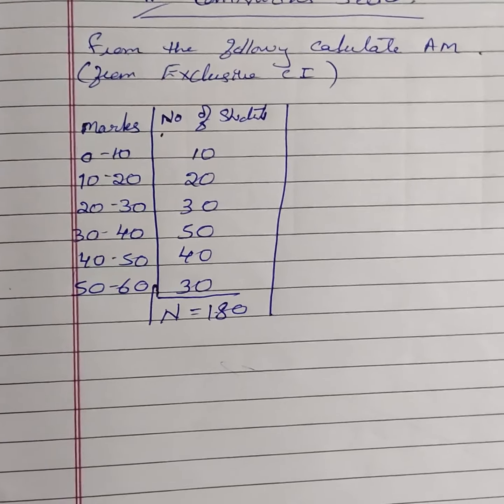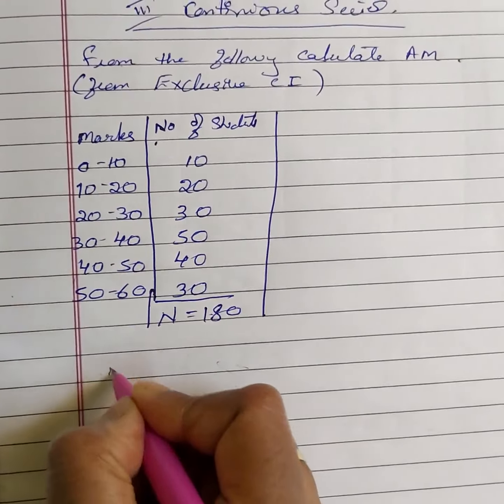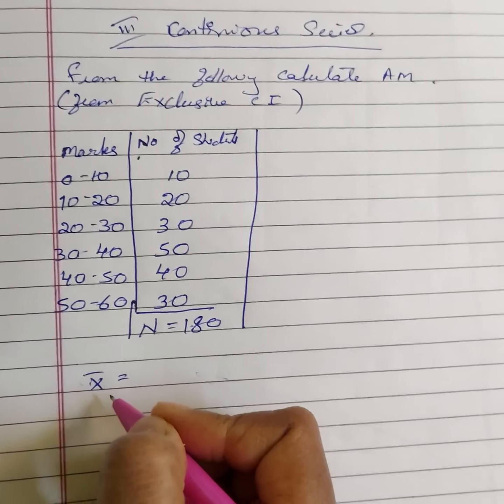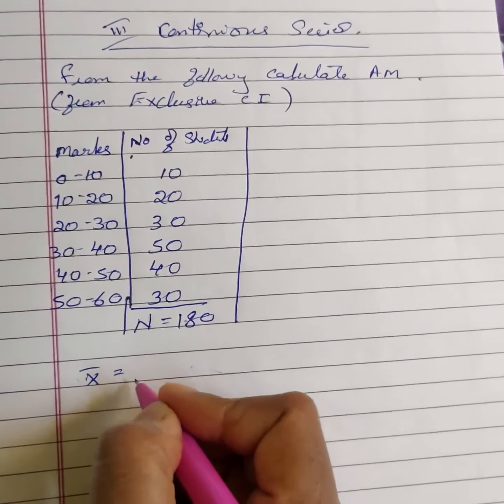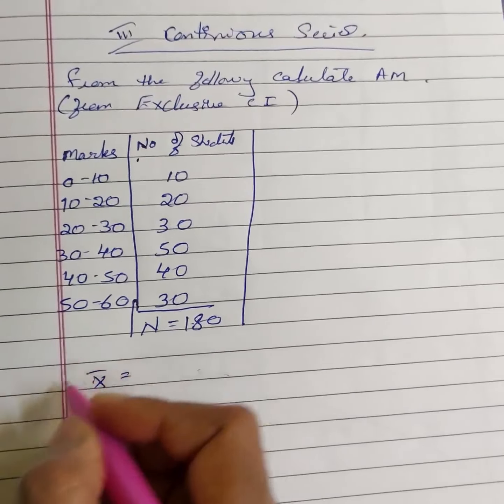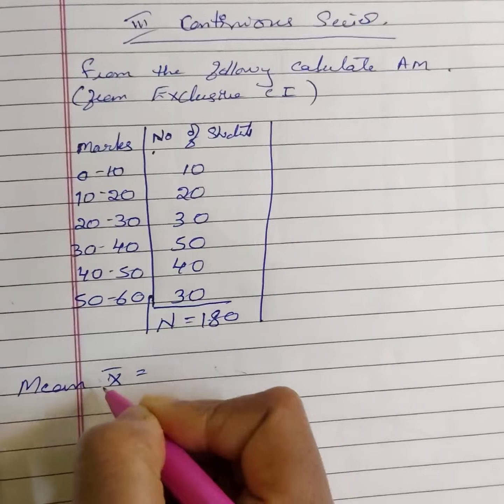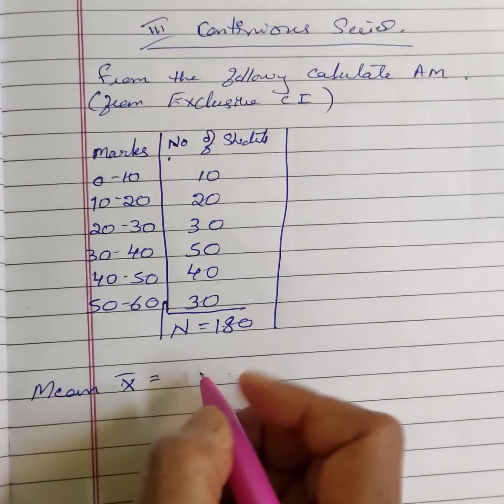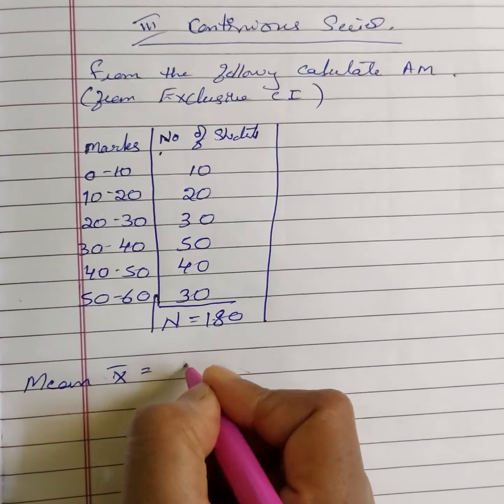Now for calculation of arithmetic mean, as I said, for continuous series, mean is denoted with x bar, which is equal to sigma fx by n. So first you need to calculate x. What is x? X is nothing but midpoint.